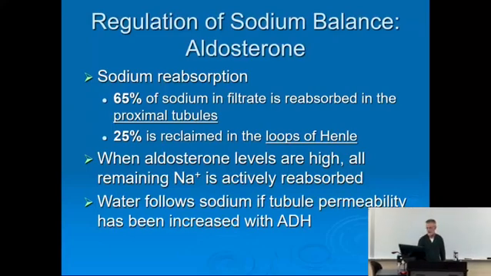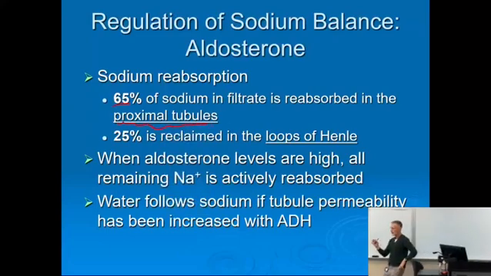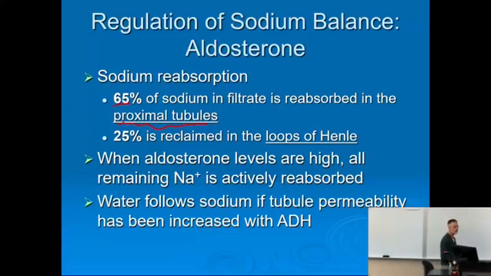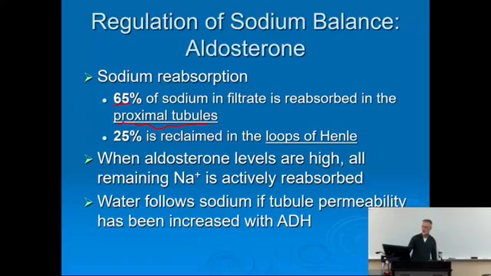So for sodium reabsorption, we have a lot of it occurring right off the bat. Remember, the proximal convoluted tubules are the main part of the nephron that does that first reabsorption and secretion as it comes out of the glomerulus, right? We're getting it back as soon as we can. So most of our sodium reabsorption occurs there. A quarter of it occurs in the loops of Henle.